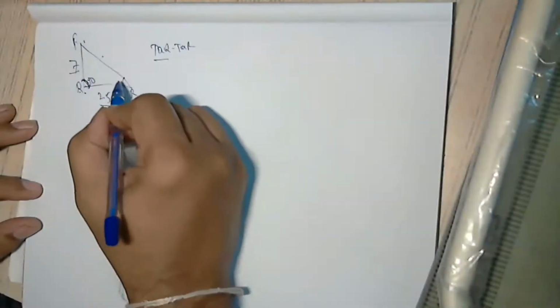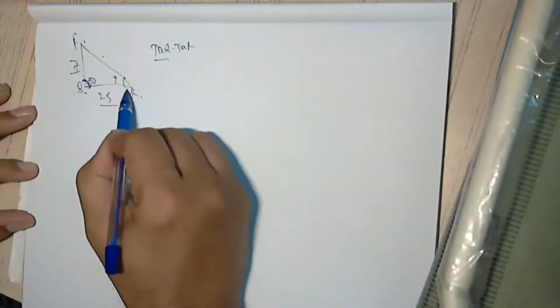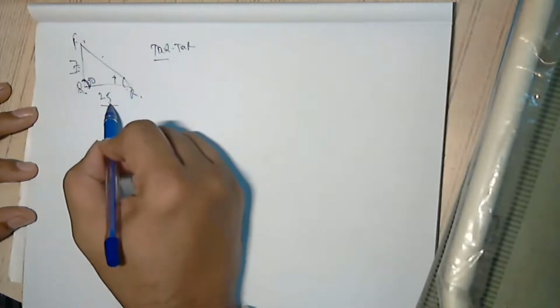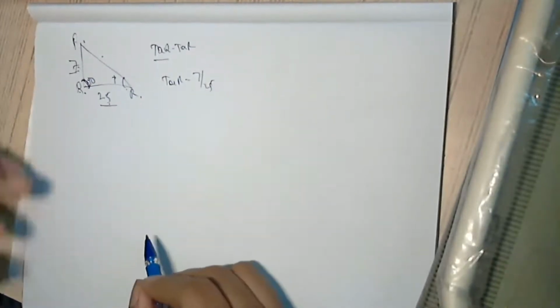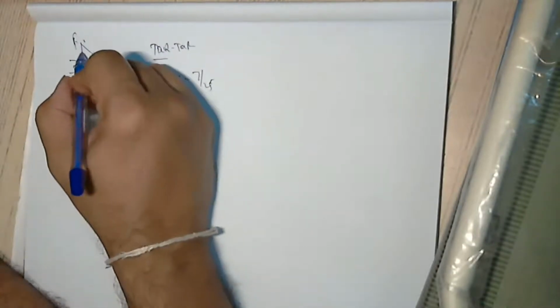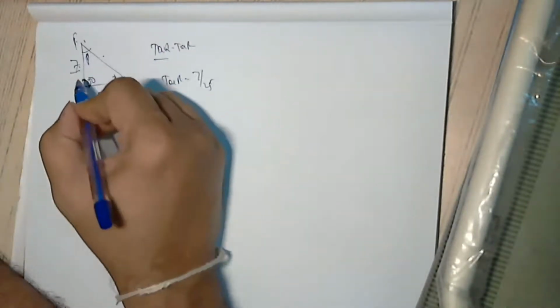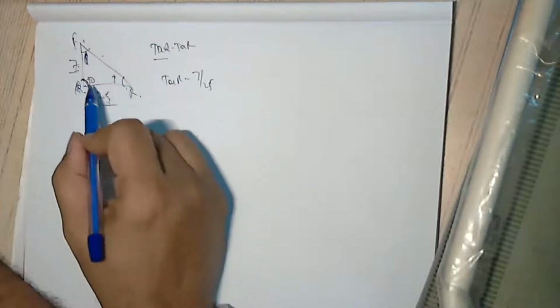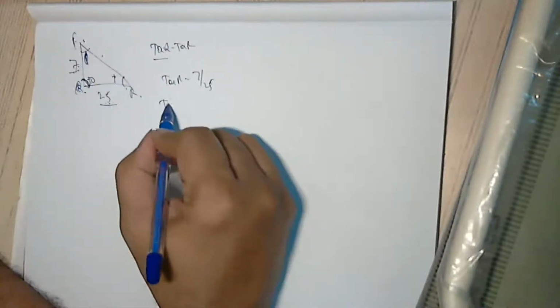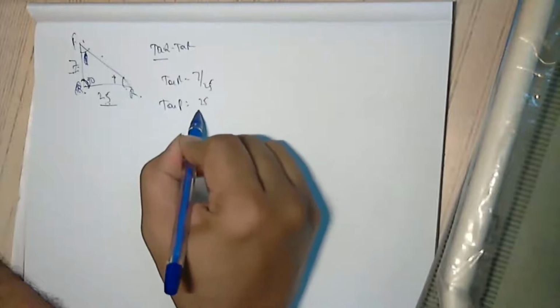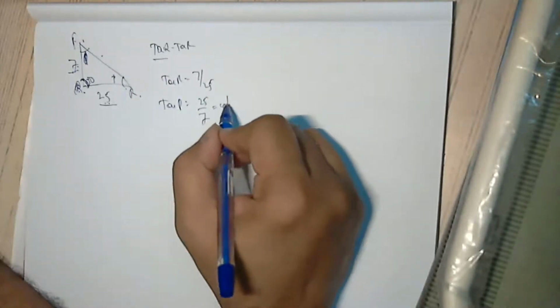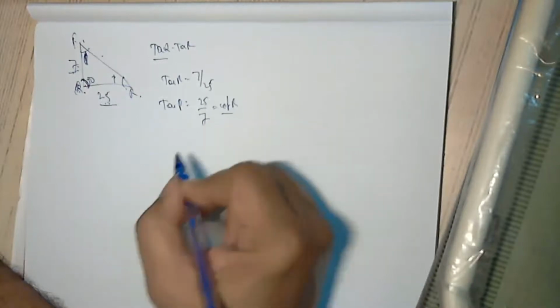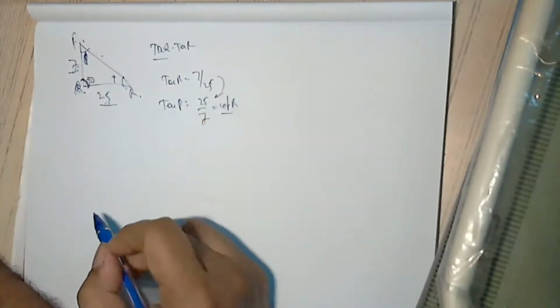Let us find out tan R. Tan R is what? Opposite side by adjacent side. So tan R is 7 by 20. If he's asking tan P instead of Q, then tan P is 25 by 7, which is nothing but cot R. So reverse, cot R.